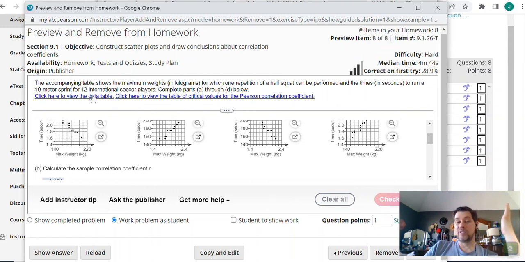Because 12 soccer players is just a small fraction of the entire population. So it might be that these 12 could mislead me. Maybe they're different than the average person in the population or something like that. So my point is, when we have a sample that comes from a population and we make some conclusion about the population from that sample, we could be wrong.